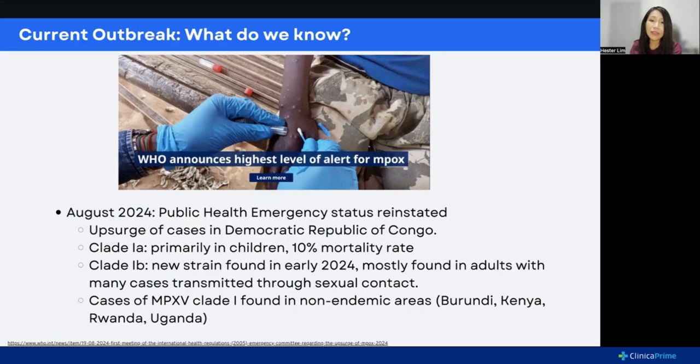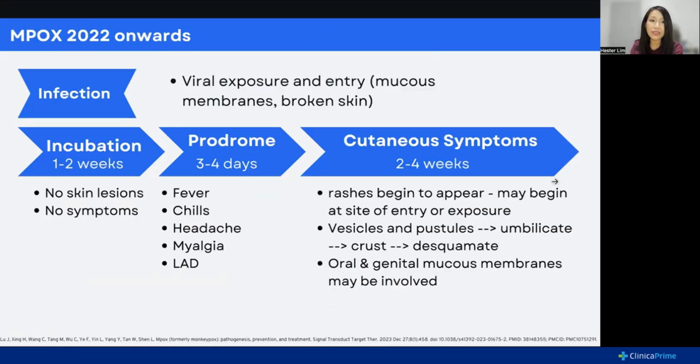So they found that there were a lot more clade 1A cases, primarily in children, and they also recognized clade 1B, which was a new strain they found in early 2024. Because of this, the WHO reinstated the public health emergency status. Now, what happens with Mpox?